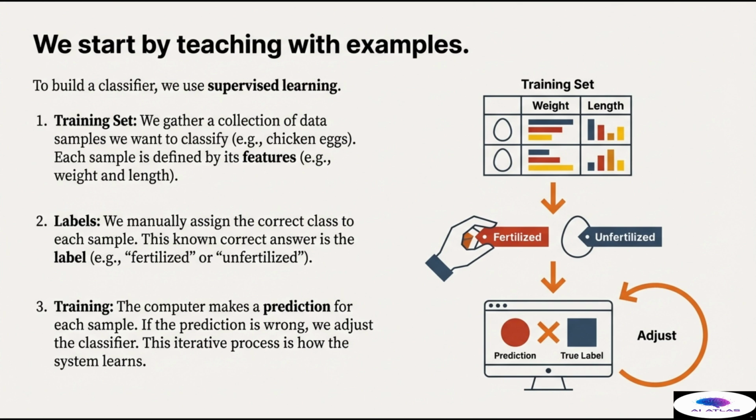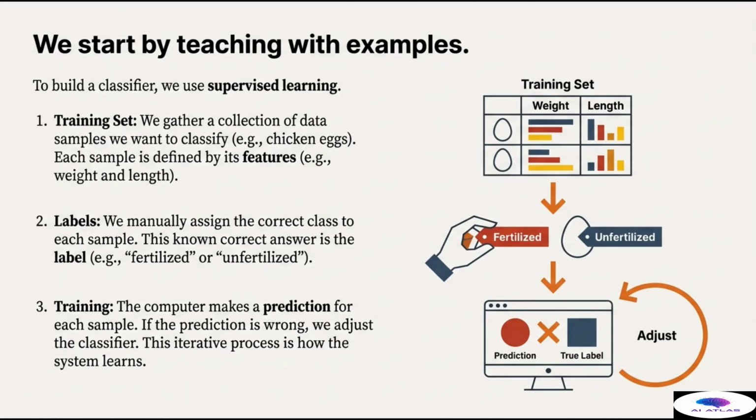Second, we apply labels. This is the supervision part. We manually assign the correct class to each sample in the training set. This known correct answer is called the label. In this scenario, it's either fertilized or unfertilized. The machine uses these labels as the ground truth.